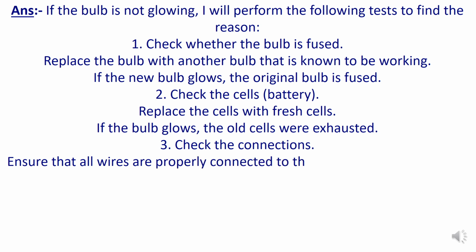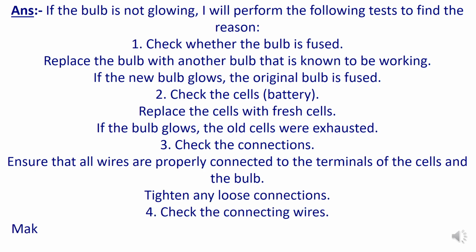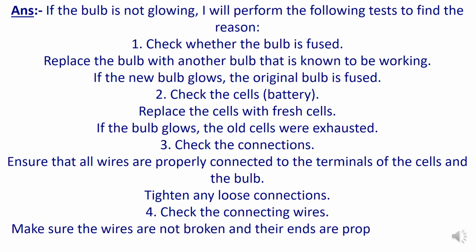Third, check the connections. Ensure that all the wires are properly connected to the terminals of the cell and the bulb. Tighten any loose connections. Check the connecting wires. Make sure the wires are not broken and their ends are properly connected.